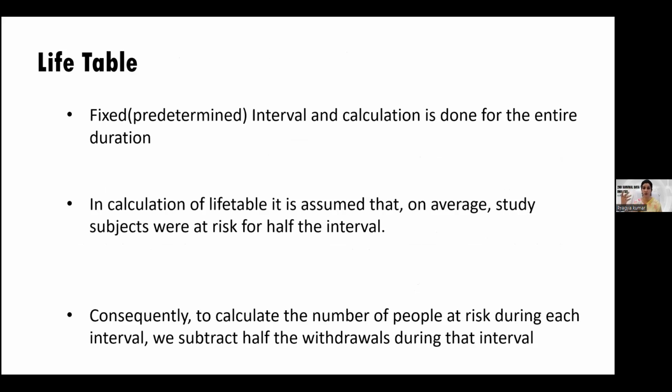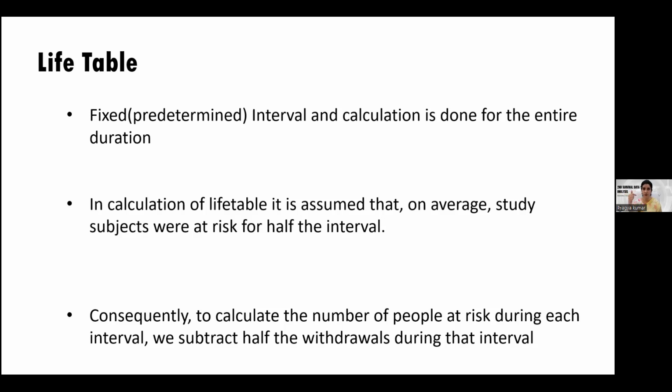There you don't calculate the instantaneous rate, because you assume that the rate will be constant for that entire period. And in the calculation of a life table, for the individuals who are censored, because you do not know the exact time, you are calculating it for the entire period. So the exact time you are not taking.